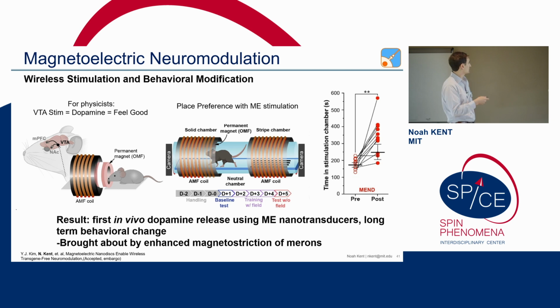So this is the first in vivo experiment, in a living animal, doing dopamine release. This is brought about by enhanced magnetostriction of neurons, because the problem previously was that if you injected the amount of nanoparticles you needed to elicit a response from the VTA, you would kill the mouse. So we needed to reduce the concentration, and the vortex state enables this.